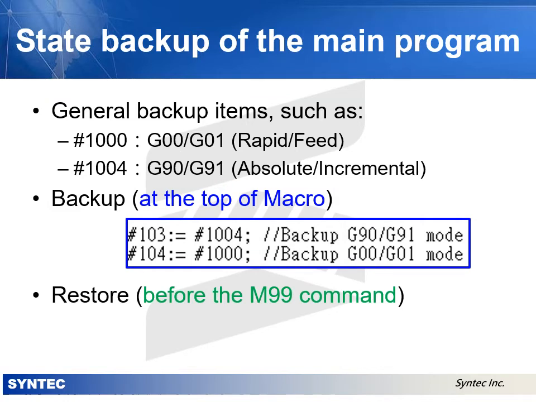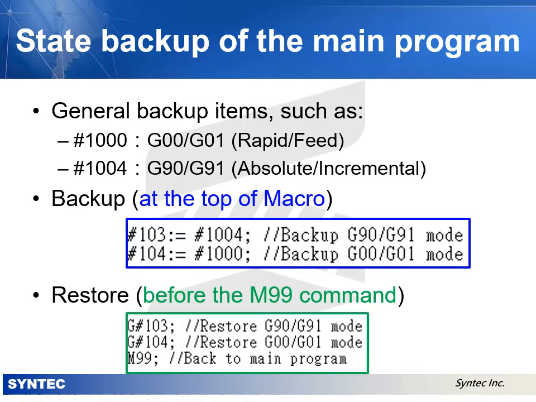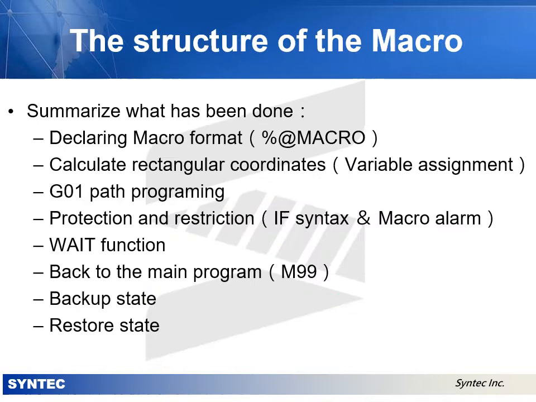Backup the state of the main program at the beginning. It means at the top of the macro. Any vacant coordinate variables can be used to store state content, as shown in the blue box. Restore the state of the main program at the end. It means before the M99 command. Assign the G code directly, as shown in the green box.